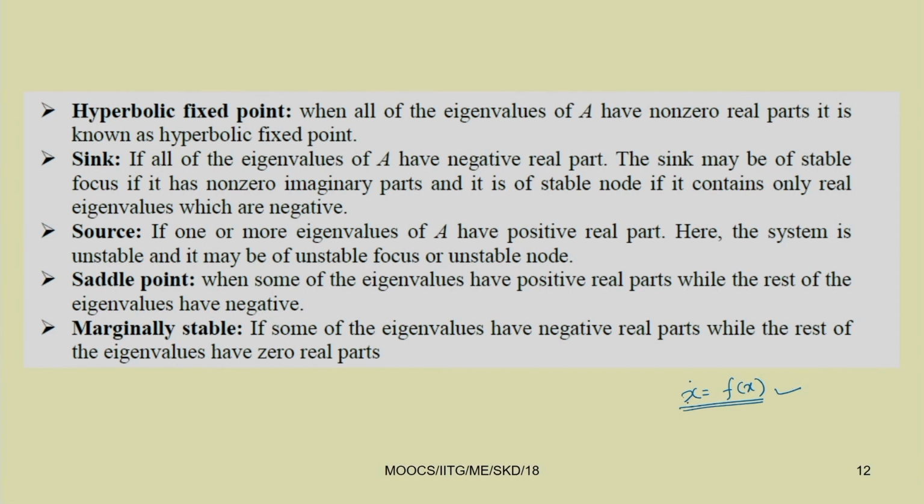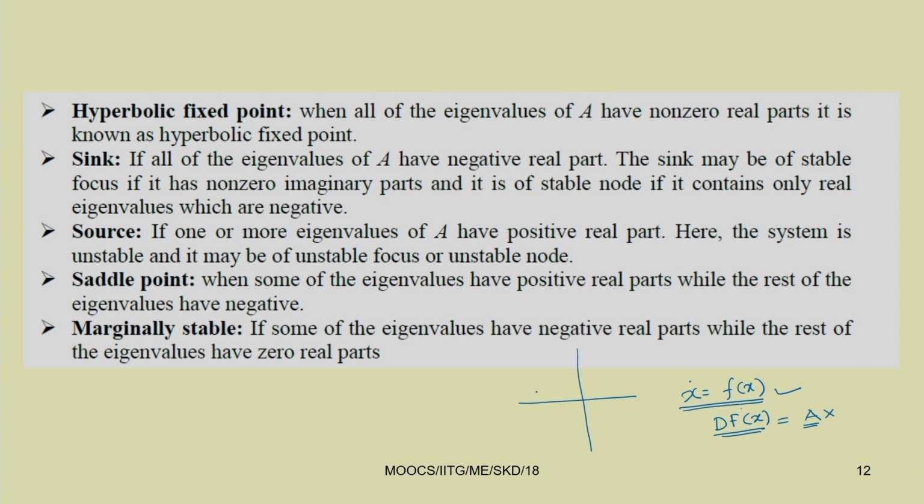So, we can find this df/dx. This df/dx can be written as Ax. This A matrix is the Jacobian matrix. When all the eigenvalues of the Jacobian matrix have non-zero real parts, it is known as a hyperbolic fixed point. We have already discussed these eigenvalues.